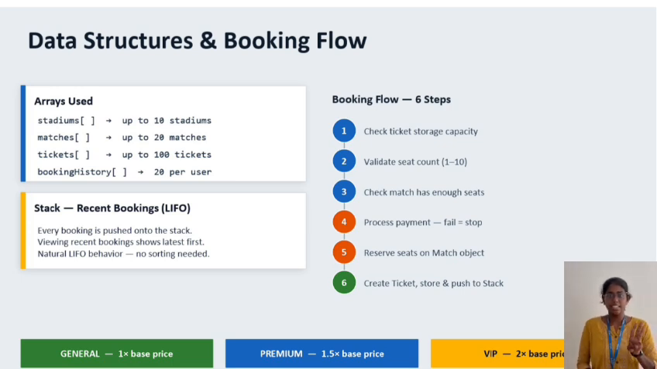We have 3 seat categories: the general base price, the premium, and the VIP. The general base price is the starting price, and the premium is 1.5 times the base price. VIP is 2 times the base price, and the multiplier is applied in the calculate amount part. So next I'll hand over to the live demo.